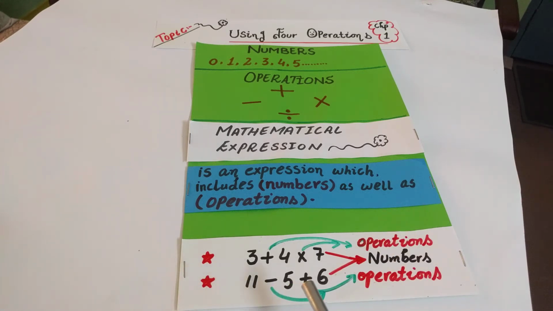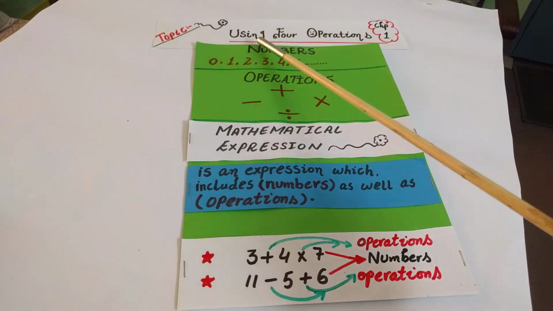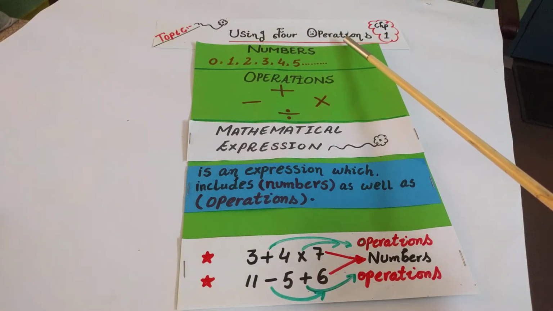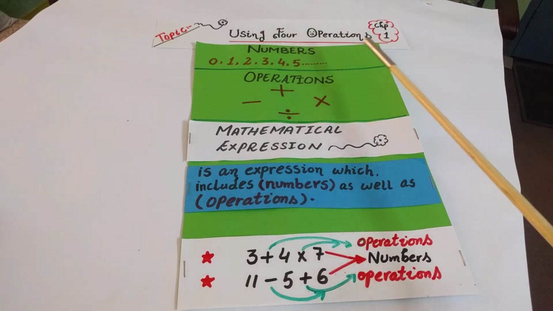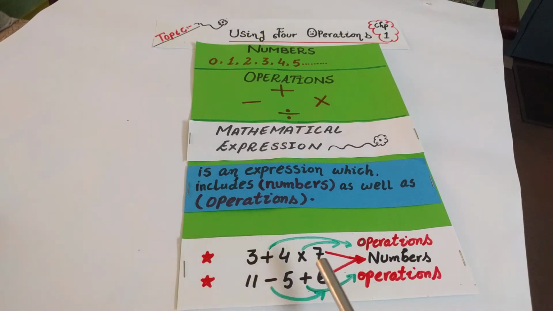Come to the second example. 11 minus 5 plus 6. Now numbers are here: 11, 5 and 6. Minus and plus signs, meaning operations, are also here. We are using the numbers and operations in the same place. So this is called a mathematical expression. Now in this topic, using four operations, we will learn how we can use these numbers and operations together in the same problem. Clear?